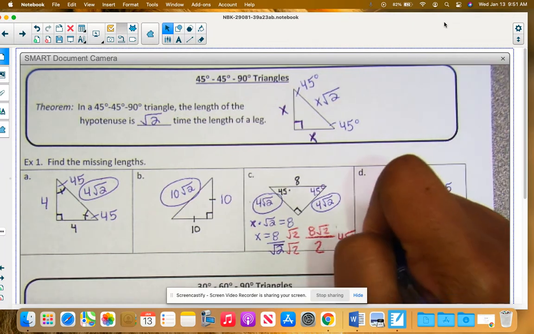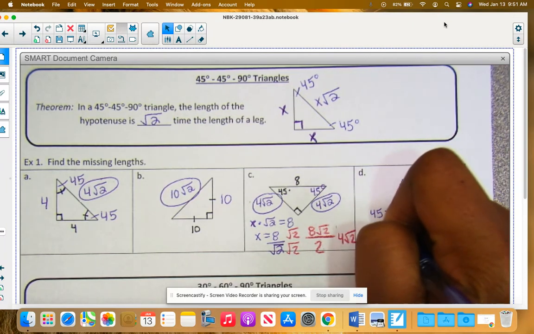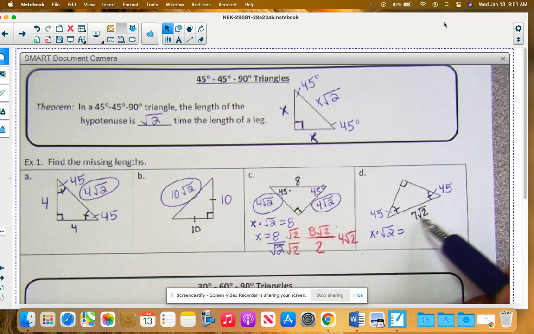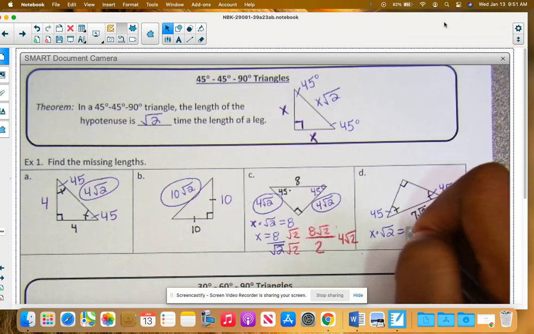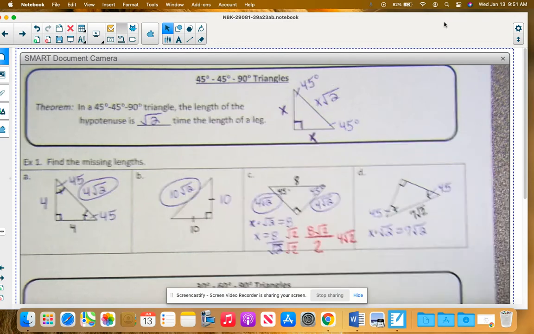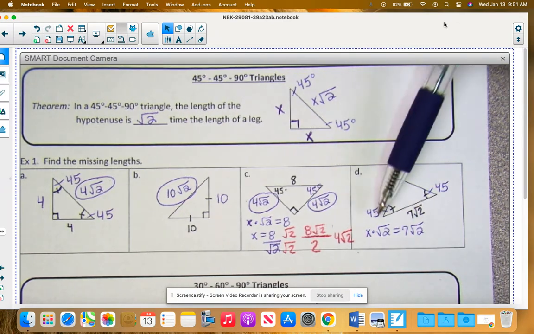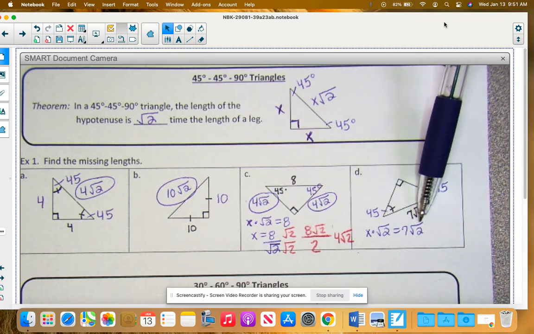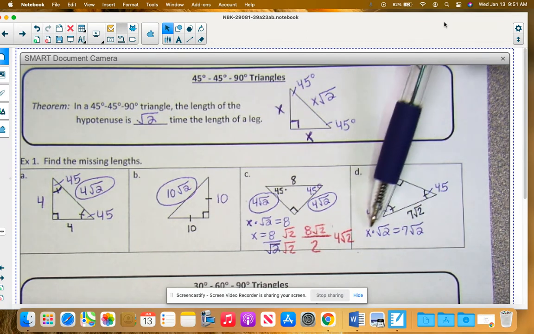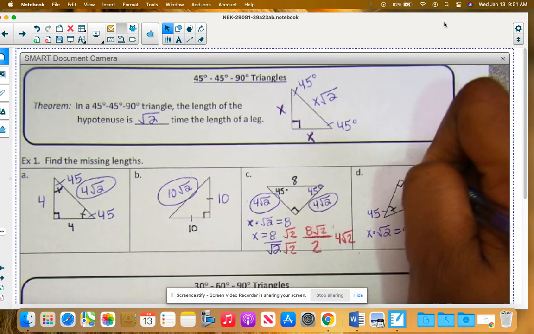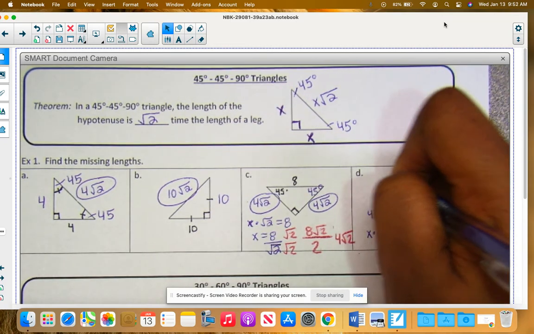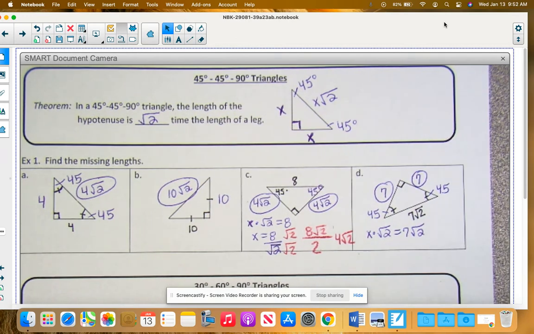So I know that x times the square root of 2 is equal to my given hypotenuse, which is 7 square roots of 2. Now, this one worked out way easier than C because I got a square root of 2 and a square root of 2, and I got a 7 here, so this x must be 7. So the length of my different sides are 7 and 7. So that is a 45, 45, 90-degree triangle.